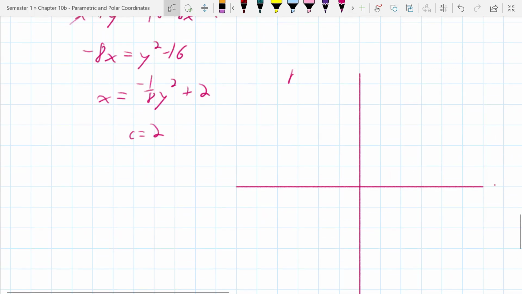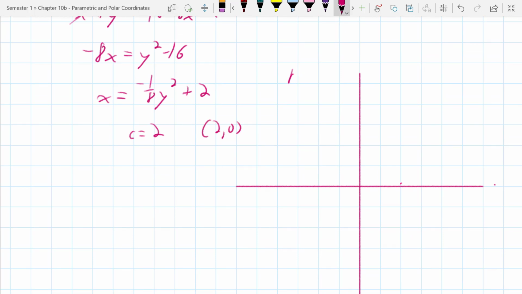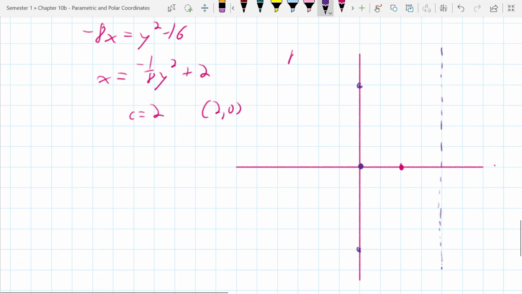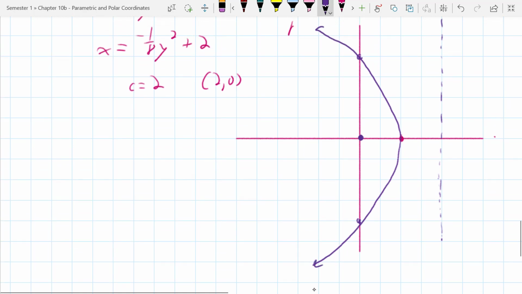So I know that my vertex would be at (2, 0). I know that if c is 2, then I put a focus at the origin, put a directrix at x equals 4, put my symmetrical points up 4 and down 4 from the origin, and I can graph out a nice looking parabola. It also includes its x and y intercepts, so that's good.